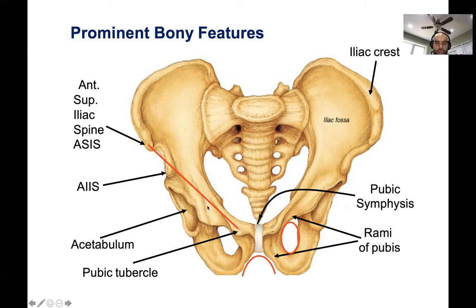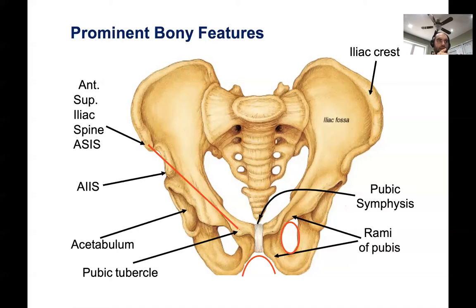And if you see this red line over here, I've attached a red line between the pubic tubercle and the ASIS. And that would be presumably where we'd have our inguinal ligament. And for some reason, I did not label that either. Sorry, guys. Here, let me write that down. Inguinal ligament. And this inguinal ligament has a lot of clinical significance.